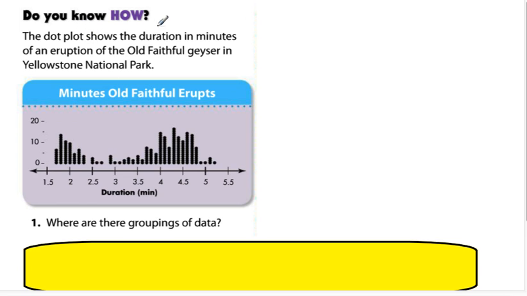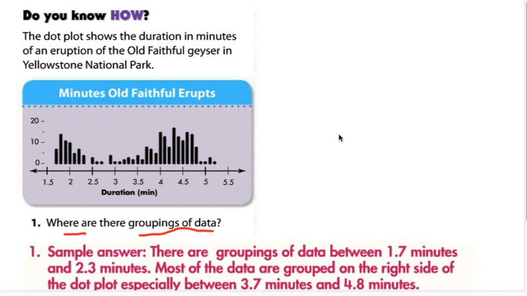The dot plot shows the duration in minutes of an eruption of the Old Faithful geyser in Yellowstone National Park, and the duration of the eruptions. Okay, so here we have it, and the question asks, where are there groupings of data? Well, in order to answer this, you'd have to take a good look at the data, and you can kind of see where things are grouped there. And the answer would be this.